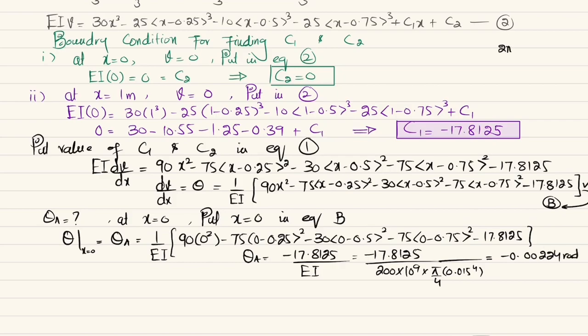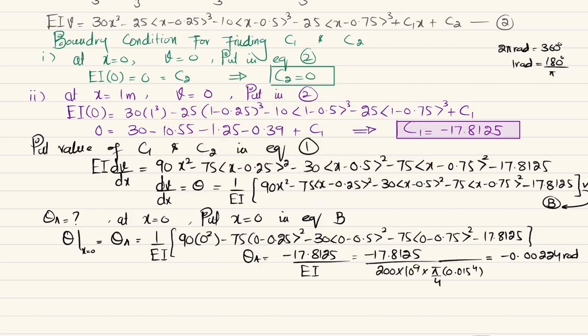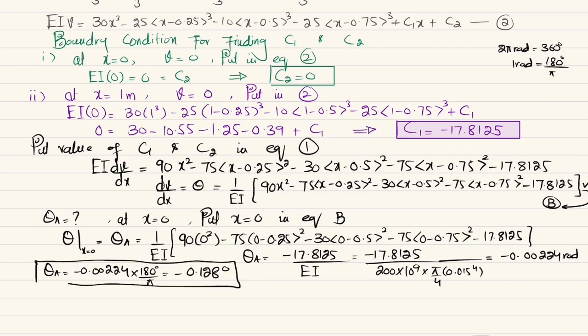And we know that 2 pi radian is equal to 360 degrees. So 1 radian is equal to 360 divided by 2 pi, which is 180 divided by pi. So theta A will be equal to minus 0.00224 into 180 degrees divided by pi, and that will be equal to minus 0.128 degrees. So this is the slope at point A.